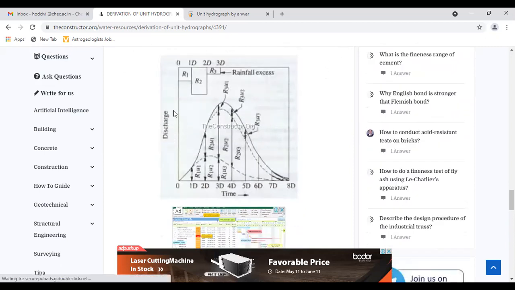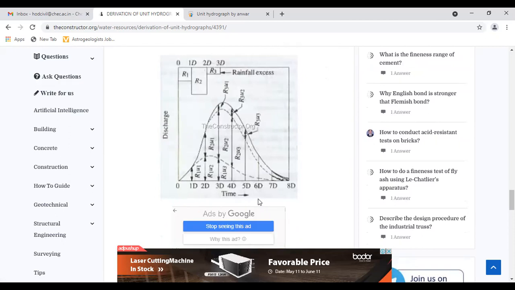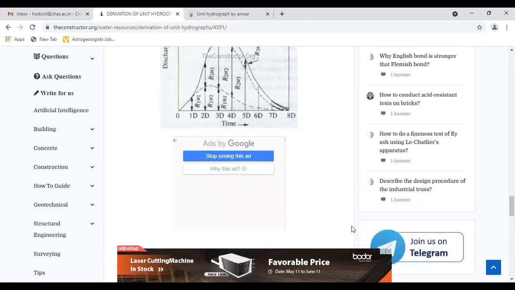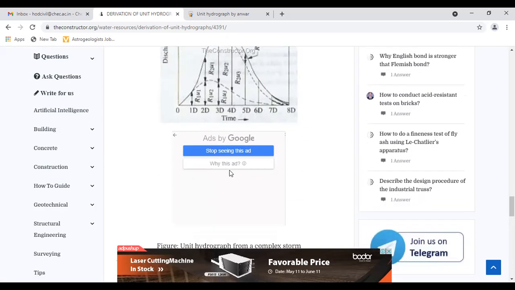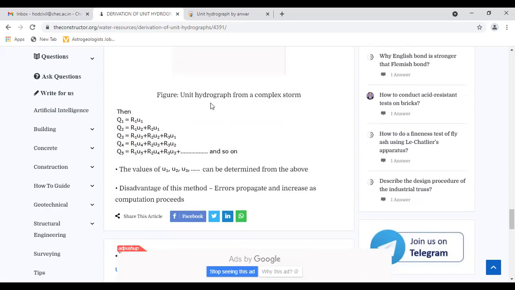Here, the y-axis is discharge and the x-axis is time. Here 1D, 2D, 3D, 4D, 5D to 8D. Here discharge 1D, 2D, 3D, R1, R2, R3. Rainfall excess. Guys, here we can observe R3U1, R3U2, here R3U3. This is the unit hydrograph from a complex storm.